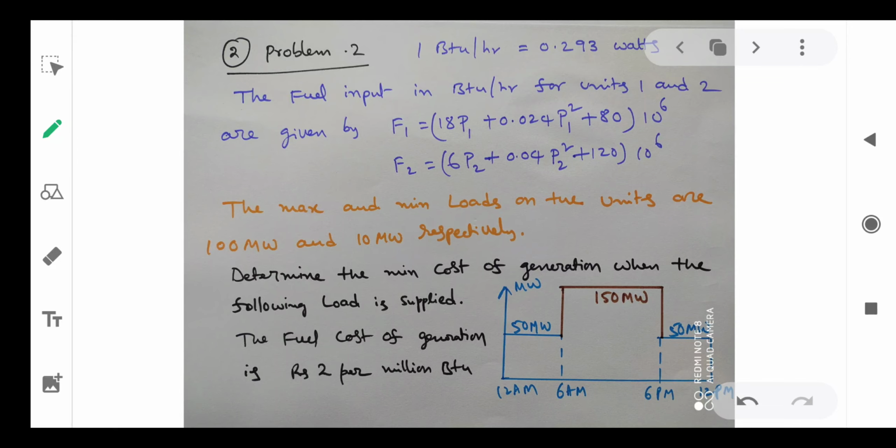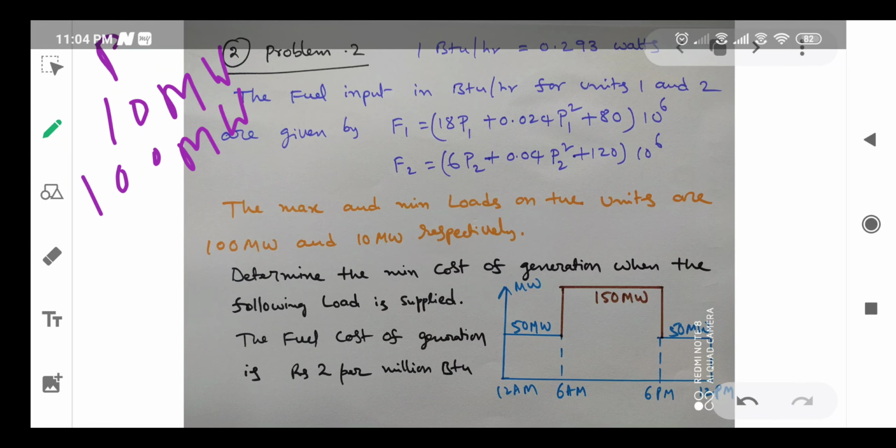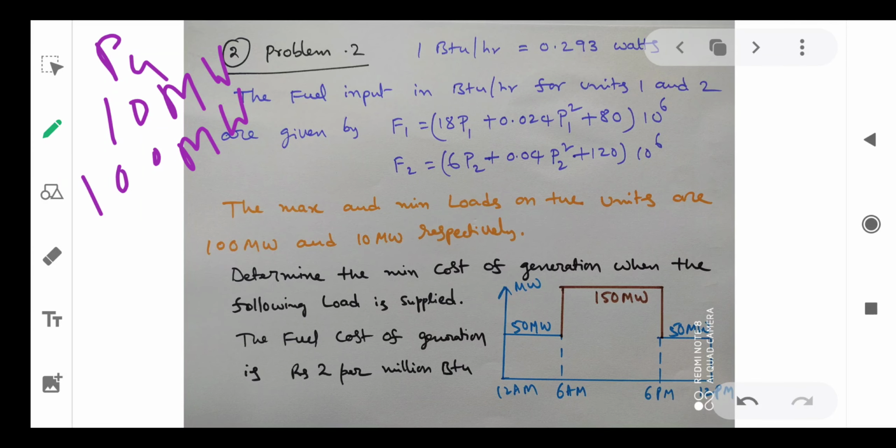So 10 megawatts, 100 megawatts are the PG limits. And determine the minimum cost of generation when the following load is supplied. The fuel cost of the generation is 2 rupees per hour per million BTU.